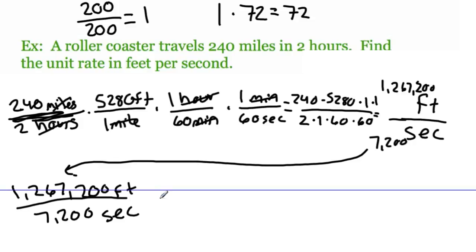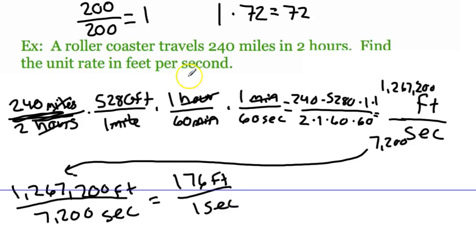You might be saying, hey, Mr. Durkis, this isn't the unit rate. That's what we're trying to find. Well, great. We're going to find that now. So how do I convert this feet per second into a unit rate? I want the seconds to be 1 second. I can simplify this fraction. So I'll divide 1,267,200 by 7,200. And that equals 176 feet for 1 second.